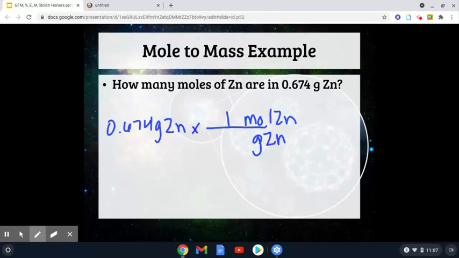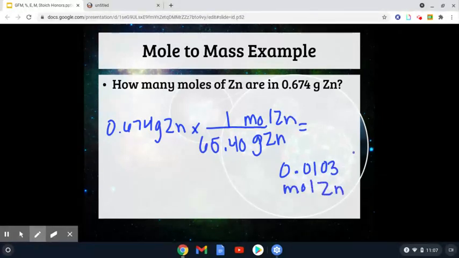1 mole of zinc is equal to the gram formula mass of zinc, which is 65.40 that I got right from the reference table. This would give you 0.0103. I want to do 3 sig figs, moles of zinc. That would be your final answer.